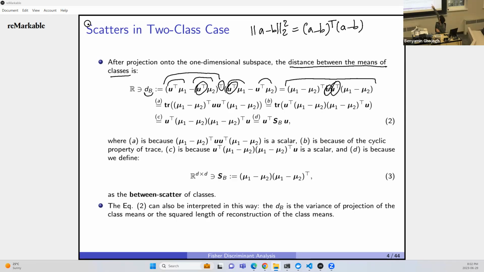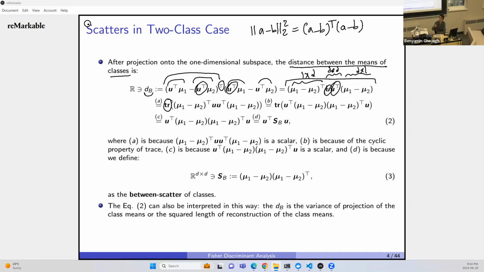The whole thing, mu1, mu minus mu1 transpose, U transpose, mu1 minus mu1. Do you agree? Because this is 1 by D, this is D by D, and this is D by 1. So the whole thing is 1 by 1. Therefore, we know that any scalar is equal to its trace. So I can add this trace.